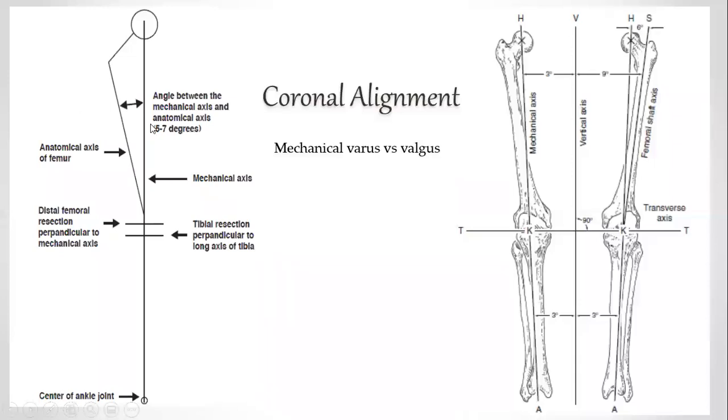As you can see in the other picture, the angle between the mechanical and anatomical axis is 5 to 7 degrees. This is the anatomical axis of the femur, and this is the mechanical axis of the body. And usually, as we will see later, the distal femoral resection is perpendicular to its mechanical axis, not the anatomical axis, and you will see why.